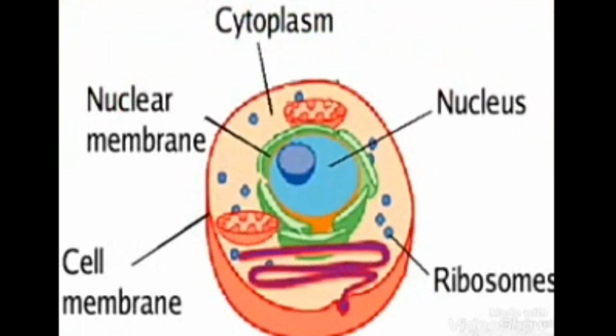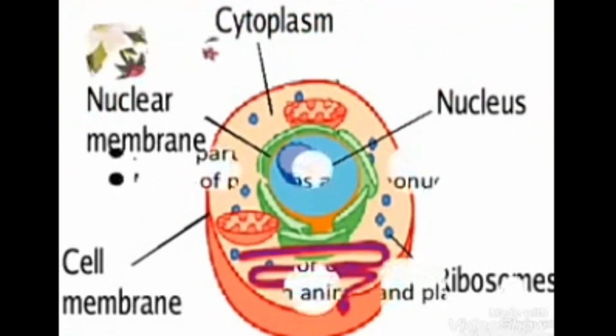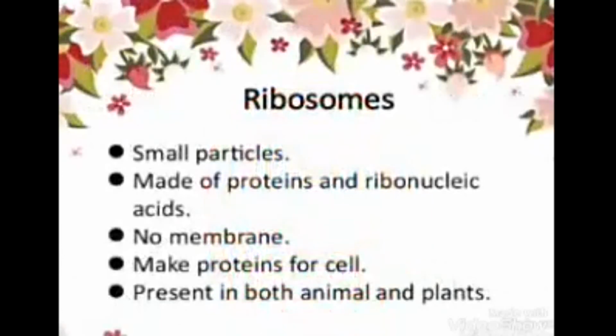Next is the ribosome. Small particles made up of proteins and ribonucleic acids are called ribosomes. They have no outer membrane. Ribosomes make protein for the cell. They are present in both animal and plant cells.